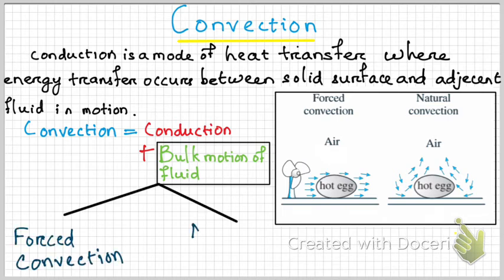I have already explained that convection is divided into forced convection and natural convection. When the fluid flow is primarily driven by a force, this is forced convection, and when the fluid moves naturally, generally due to buoyancy, this is natural convection.